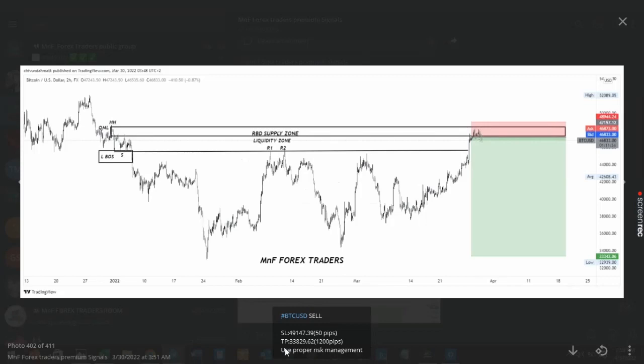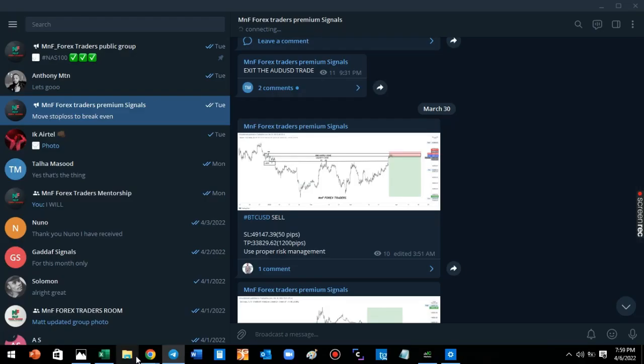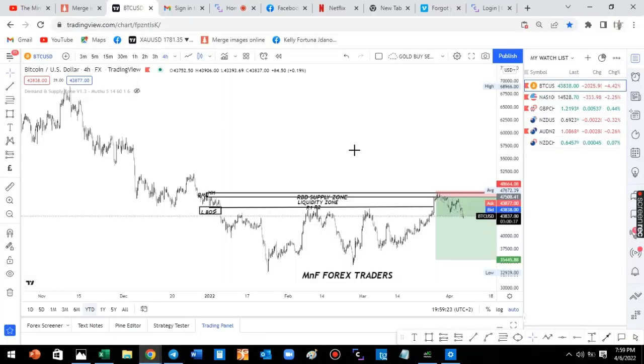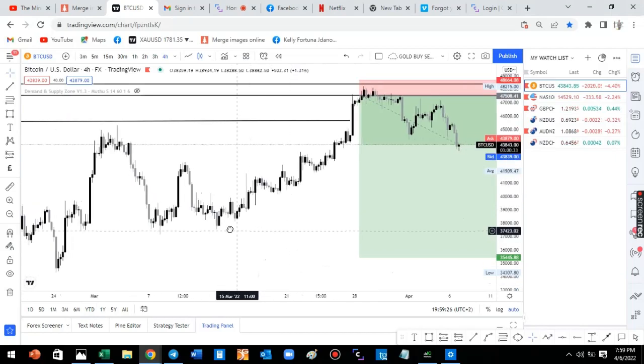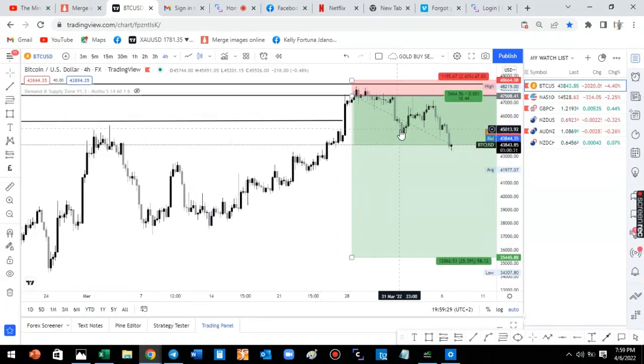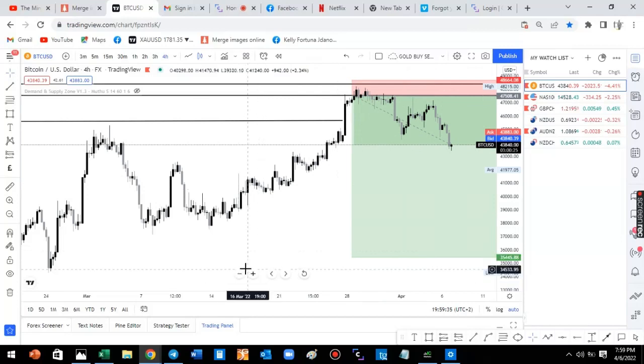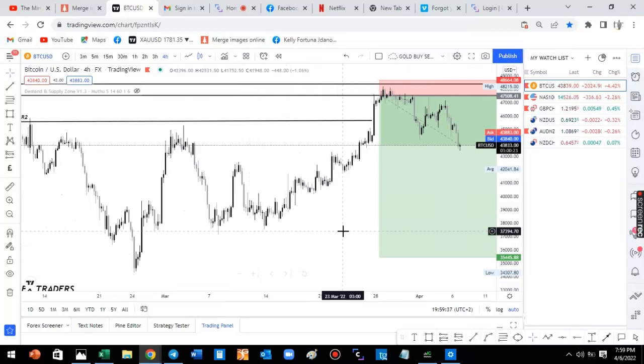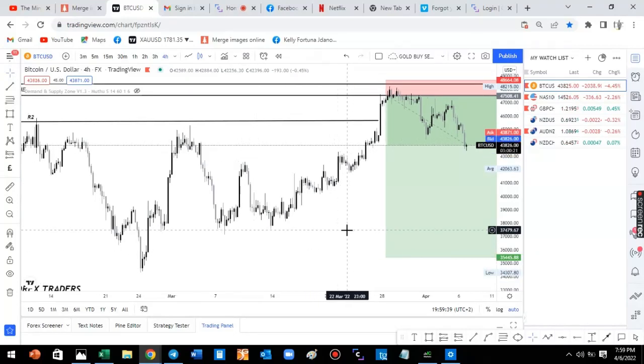We entered right here, posted in the private community, and now the market has dropped beautifully. As you can see, let me just zoom out like that. You can see the market pushed down to the downside, then retraced, and now it is dropping. Beautiful, beautiful setups right here.